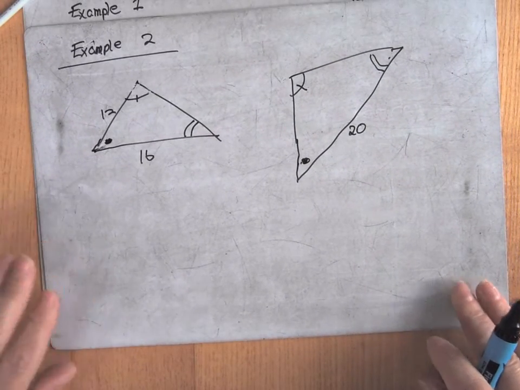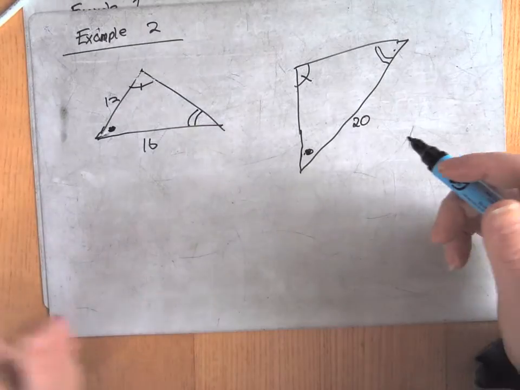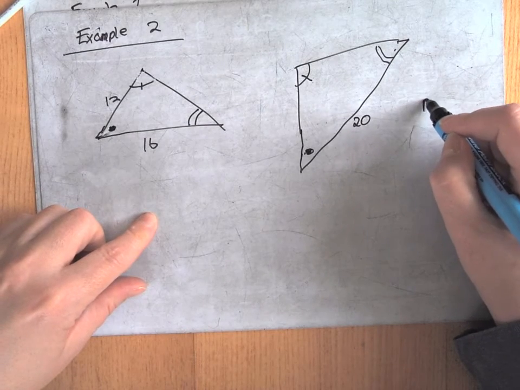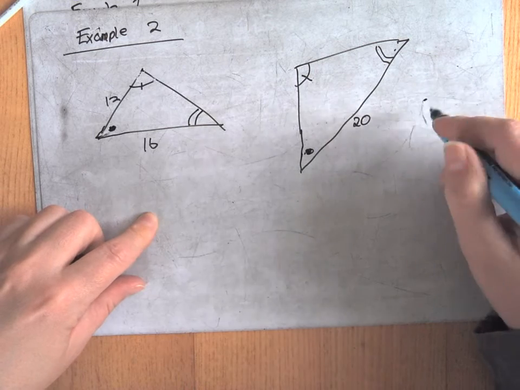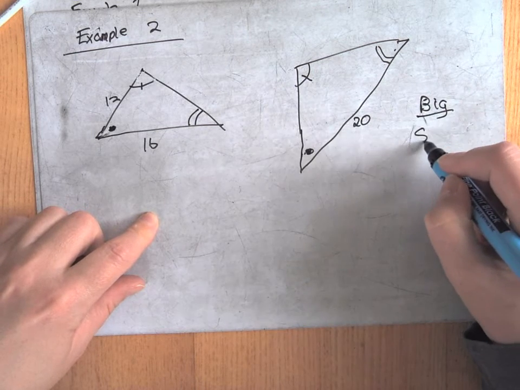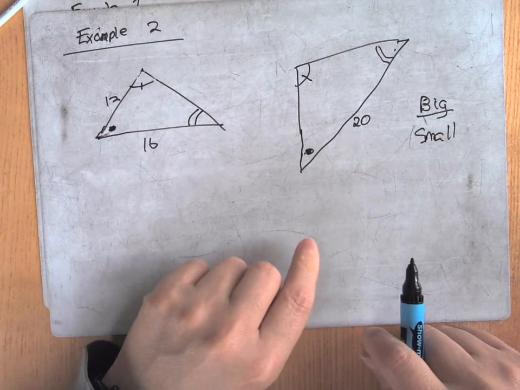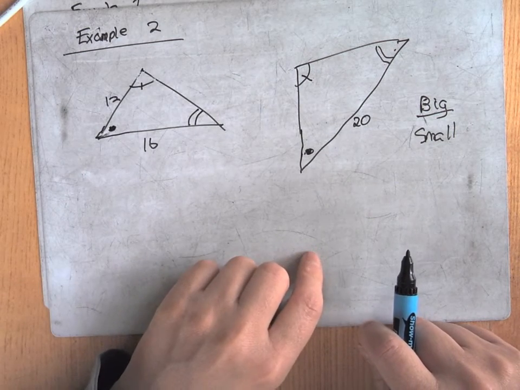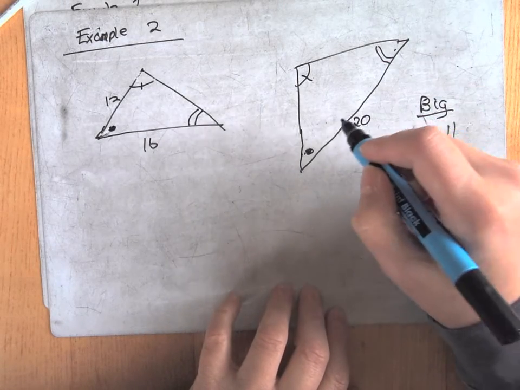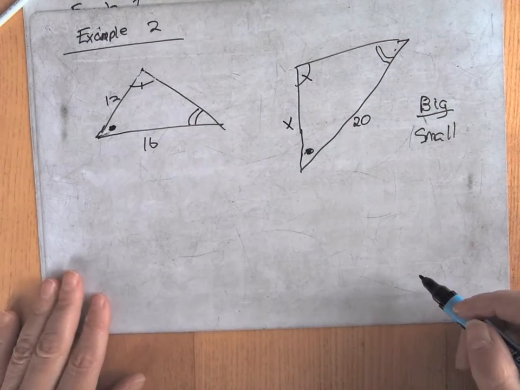Okay, so let's set up our triangles again, right? This time I might go big over small. It doesn't matter as long as I'm consistent. So just for a change, I might do big over small. I didn't mark which side I'm supposed to be finding. Sorry, this is x here. So I'm going to pick the big over the small.